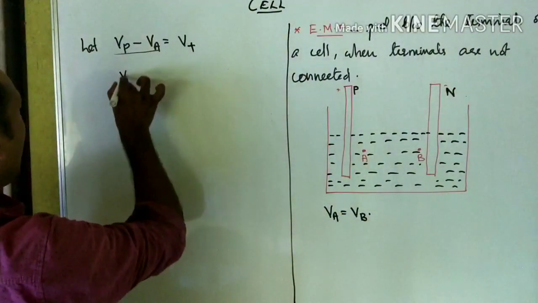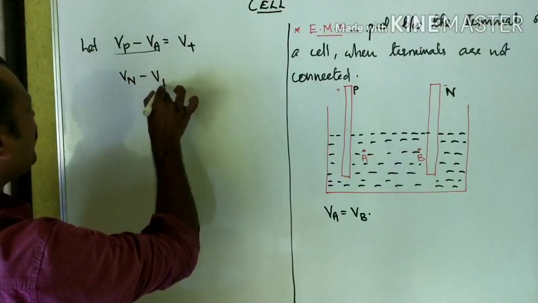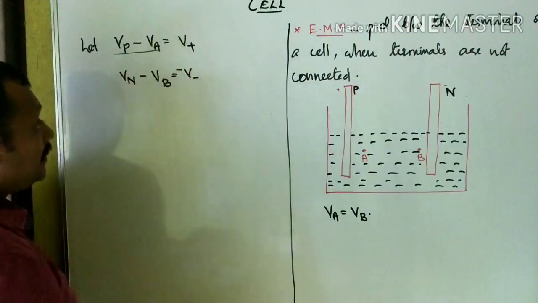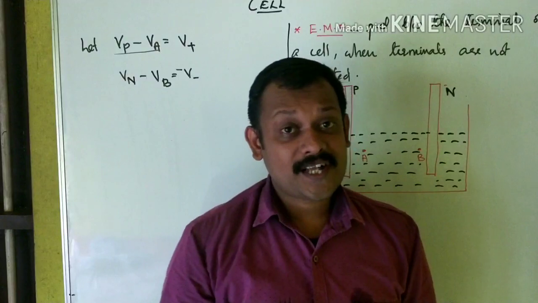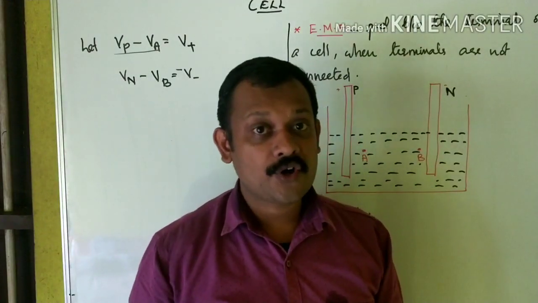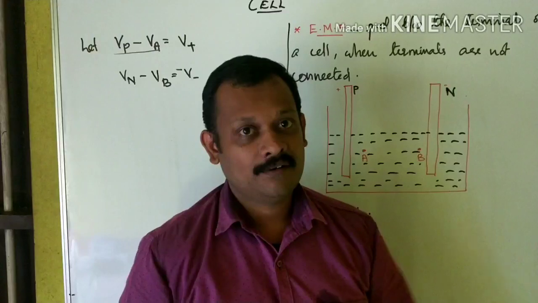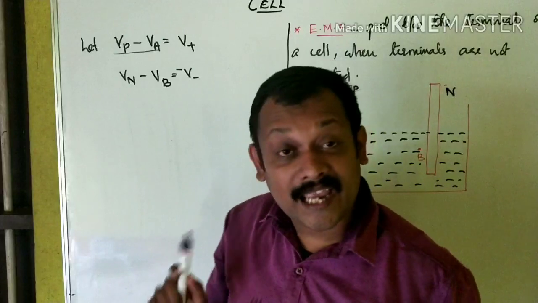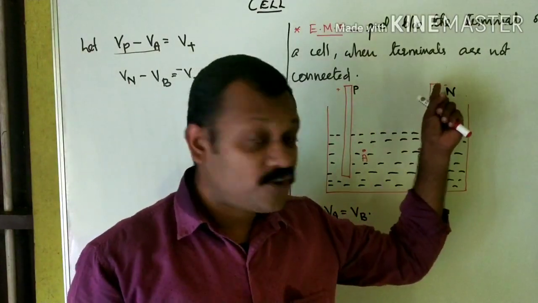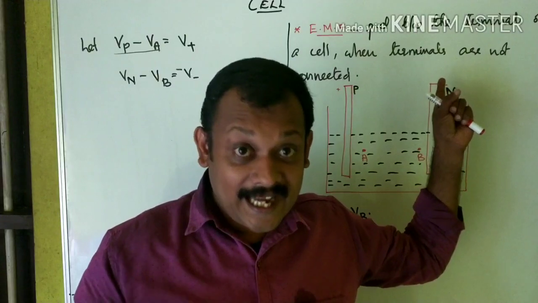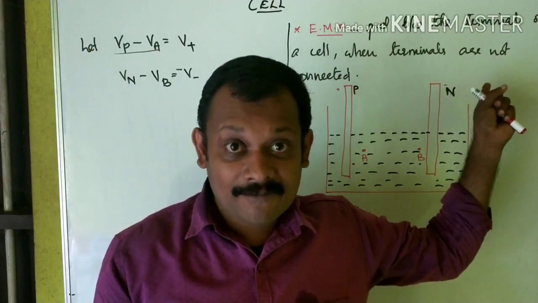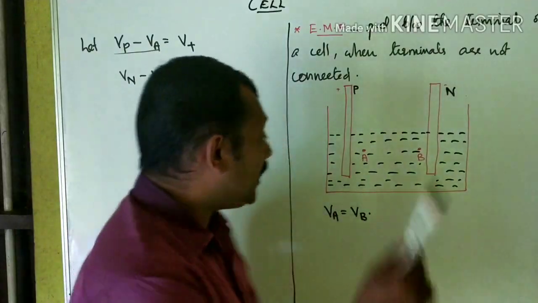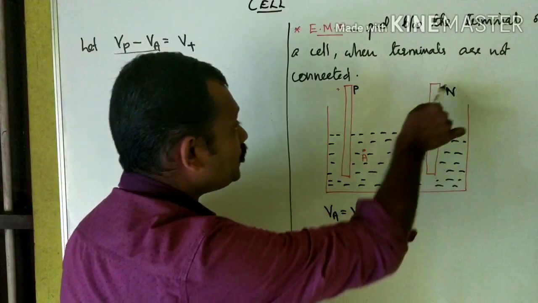Similarly, Vn minus Vb is equal to minus V minus. That is the potential of the negative electrode with respect to the electrolyte. It is minus V minus because the negative electrode has negative charges, and negative charges mean its potential will be negative. Positive charge, its potential is positive. So if the electrolyte is at 0 volt, this will be V plus and this will be minus V minus.